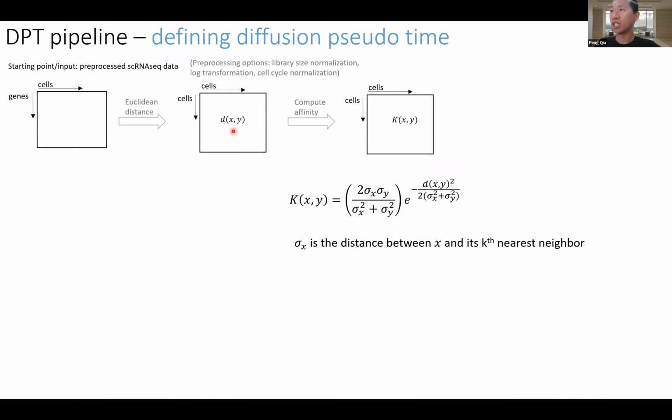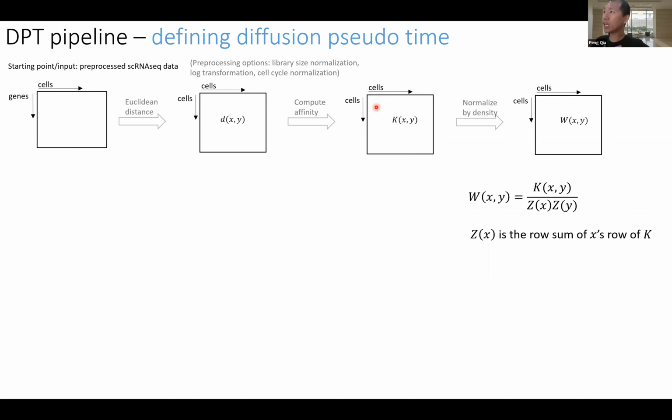So now if we compare D and K, we'll see that large elements in the D matrix will become close to 0 in the K matrix. Small elements in the D matrix will still have non-trivial value in K. And after that, what they did was a step they call normalization by density. So from K to W, W is of the same size as K. Each element of W is computed by taking the corresponding element in the K matrix and dividing by the column sum and the row sum corresponding to that element. So this is just a normalization step.